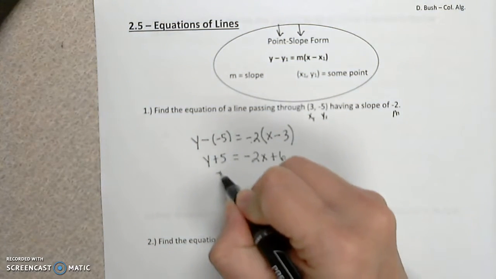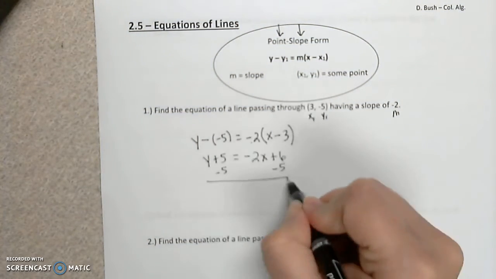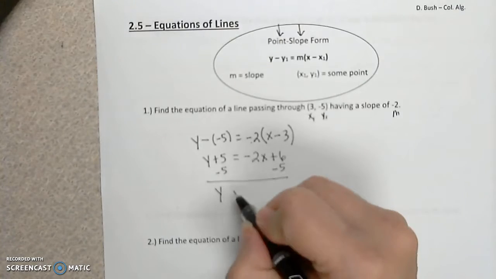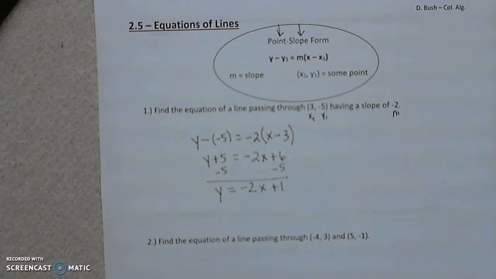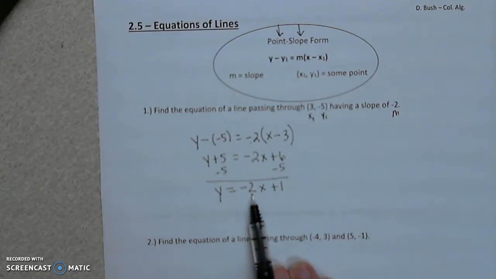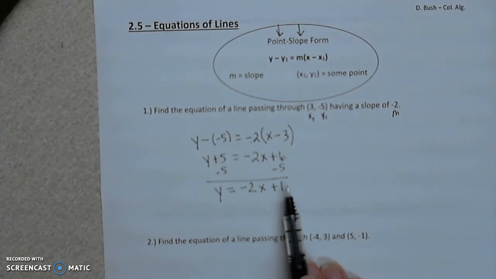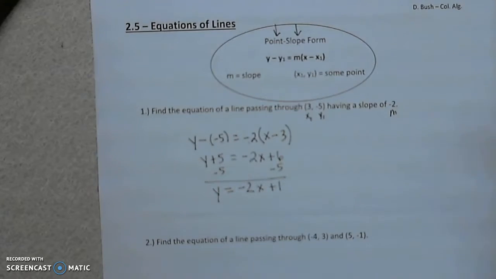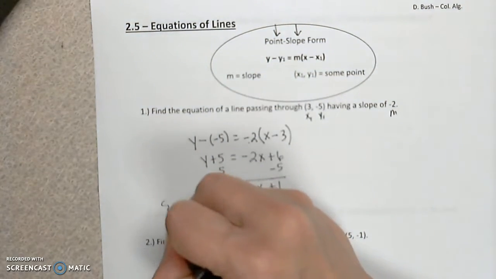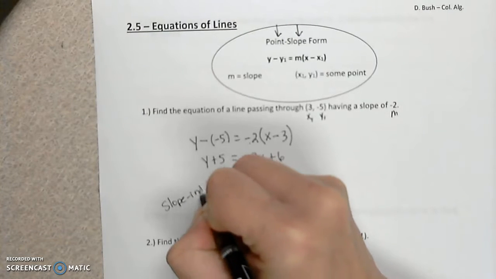So first let's solve it for y. I'm going to subtract 5 from both sides. That'll leave me y equals negative 2x plus 1. So now we have the equation of a line written in slope-intercept form: y equals negative 2x plus 1. I can see that the slope is still negative 2. And if I wanted to graph it, it would be real easy to graph it, because that's the y-intercept. Or I could also use the point and the slope to graph it. Remember that from section 2.4. Now let's label this: this is slope-intercept form.